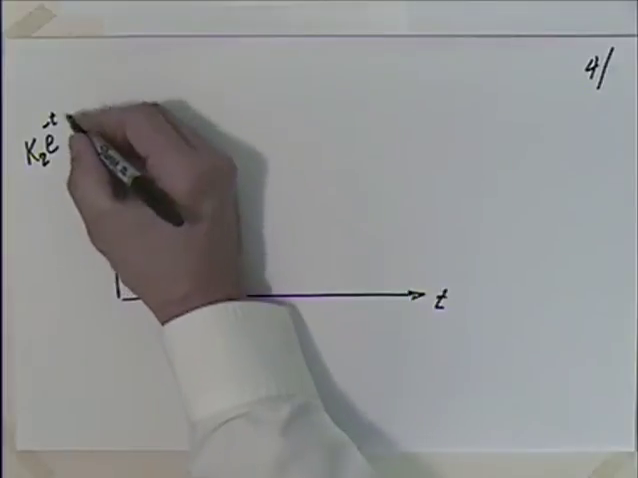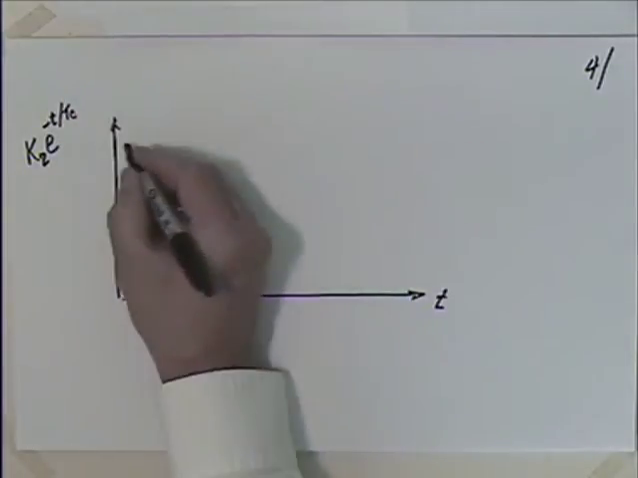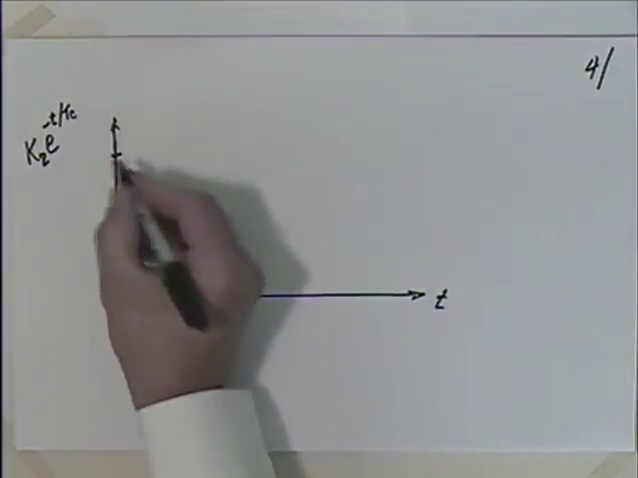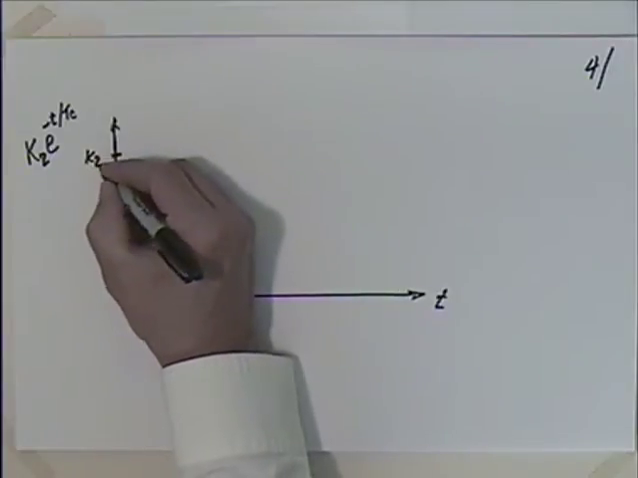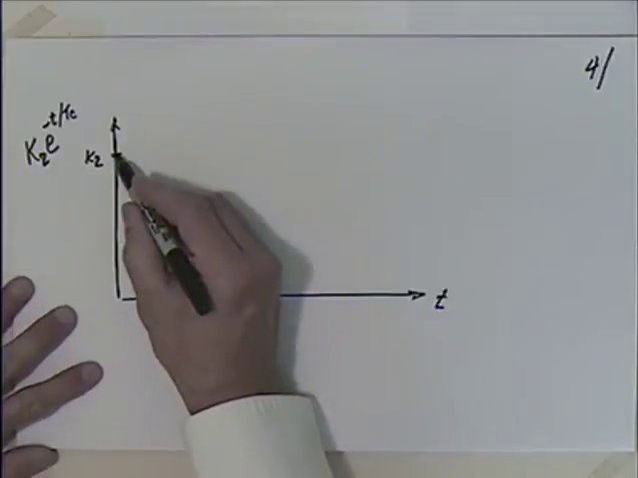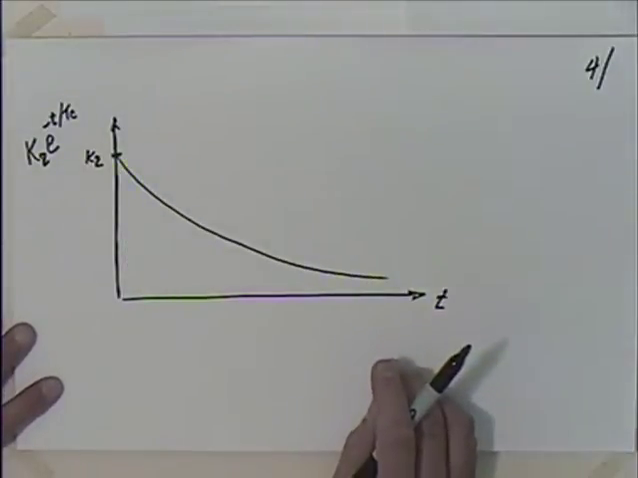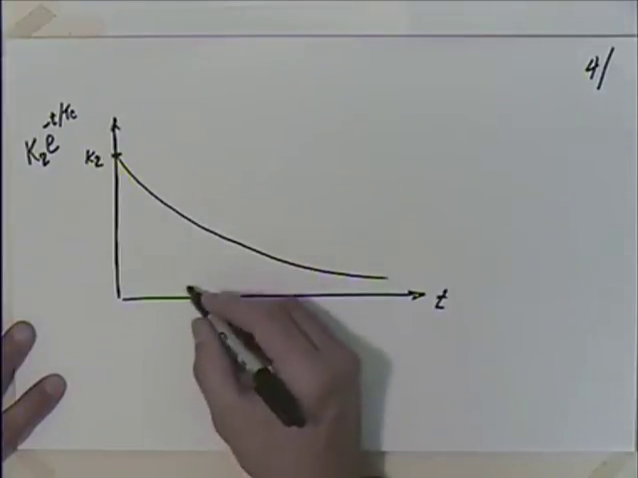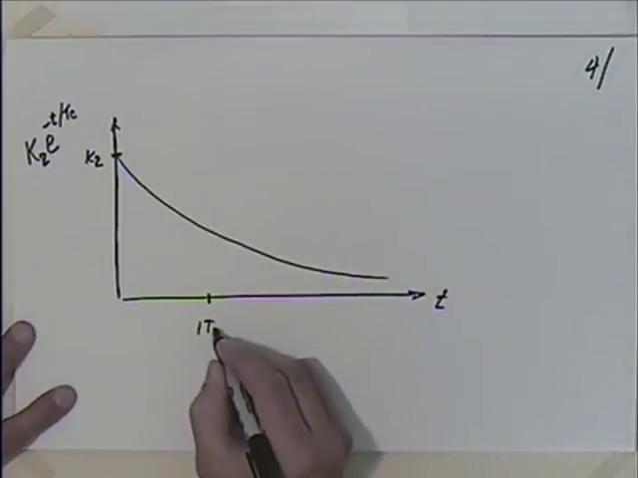So I got K2 e to the minus t over the time constant. And when t is equal to 0, I have just K2, don't I? All of this business over here turns to 1, doesn't it? And I'm going to get an exponential decay. It's going to do something like that. And it's kind of interesting. There is a point here at 1 time constant.